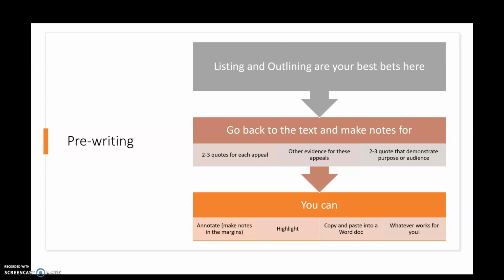So you want to go back to the text that you're doing for your rhetorical analysis, and make notes for 2 to 3 quotes for each of the appeals. Again, those are logos, which is logic, pathos, which is emotion, and ethos, which is credibility. And then any other evidence that isn't quotes. In the walkthrough, which I'll do in a second, you'll see that there are a couple of pieces of evidence for ethos that aren't necessarily quotes, but they are definitely still evidence. So you still want to make notes of those.